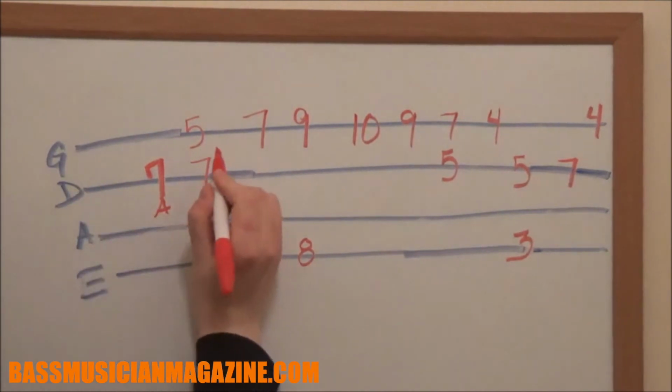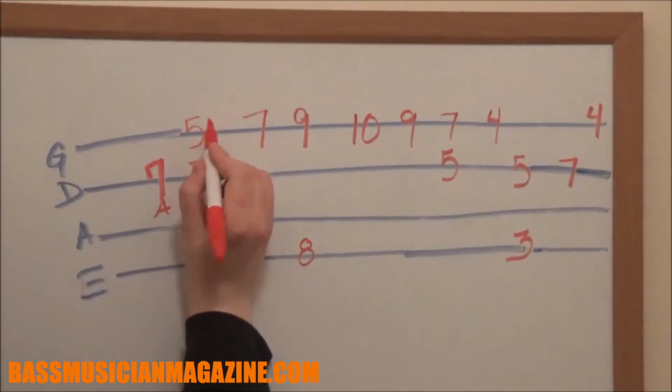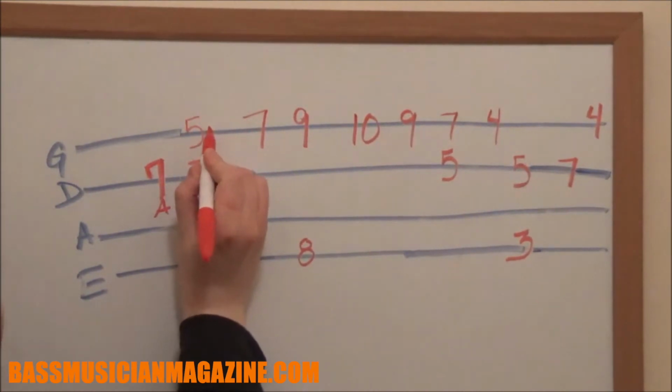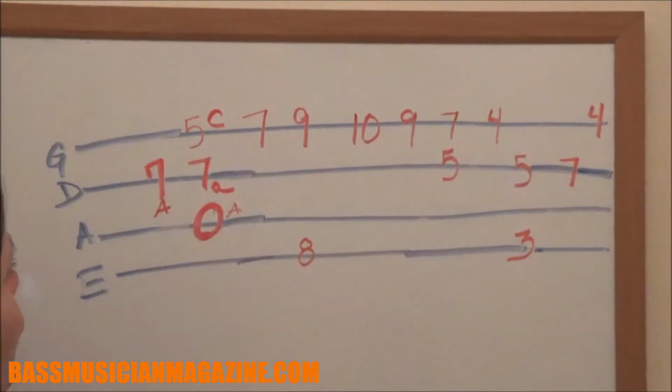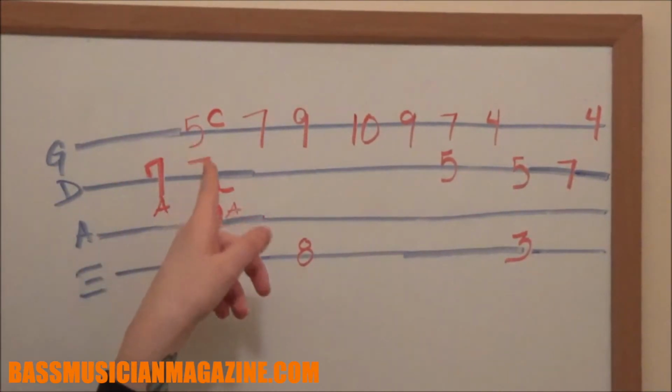And then if we go to the D string, we have our 7 again, which is another A. And then our G string, we have our 5, which the 5th fret on the G string is going to be C. So far we have A, we have 2 A's, and we have C.